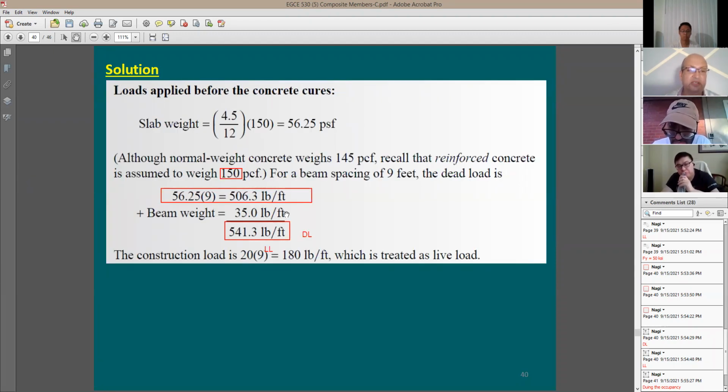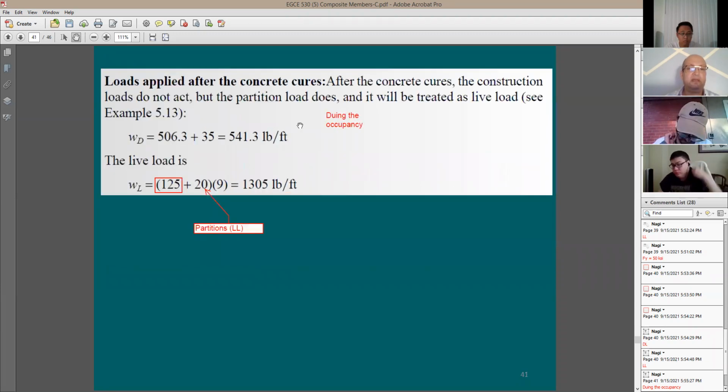Now in this case, it just turned out to be the same, because there is no additional dead load. Okay, so this is going to be for the two cases. Before concrete cures, which means during construction, and this one is going to be during occupancy. All right, good.